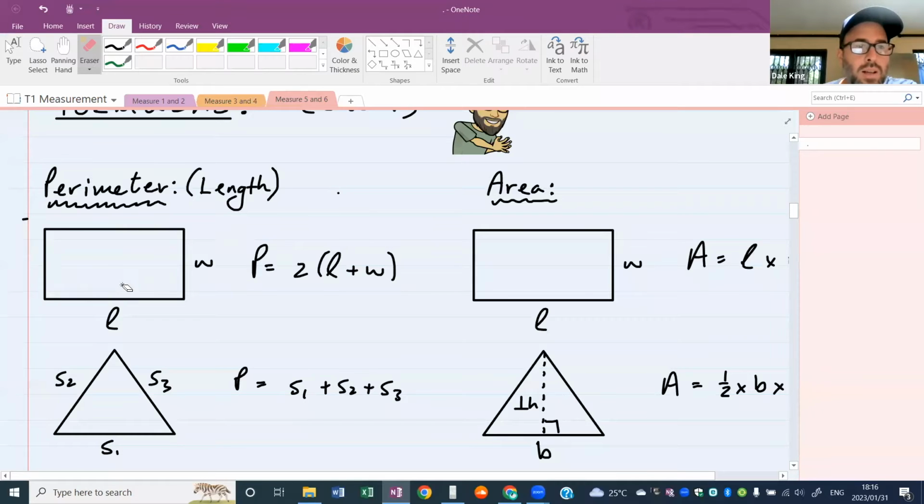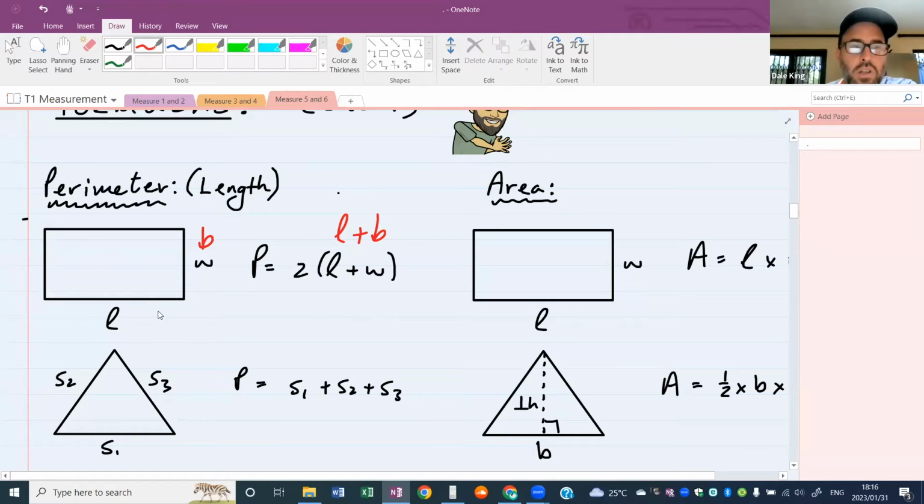Sometimes they don't use a W. Sometimes they will use an L and a B. The B stands for breadth. So they can use width or breadth. It's interchangeable. Often they use width, but sometimes they can use breadth. It's the same thing. So width and breadth are exactly the same thing. Don't worry about that.